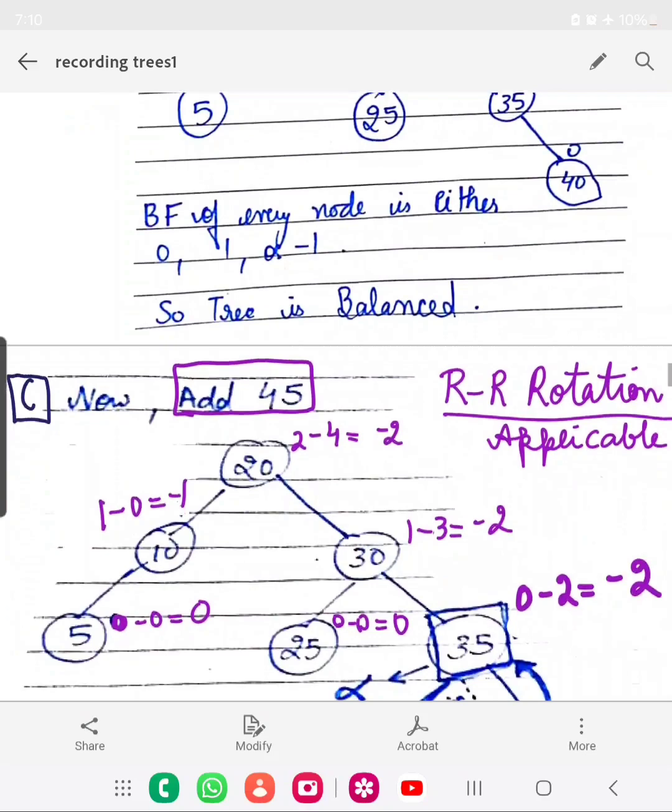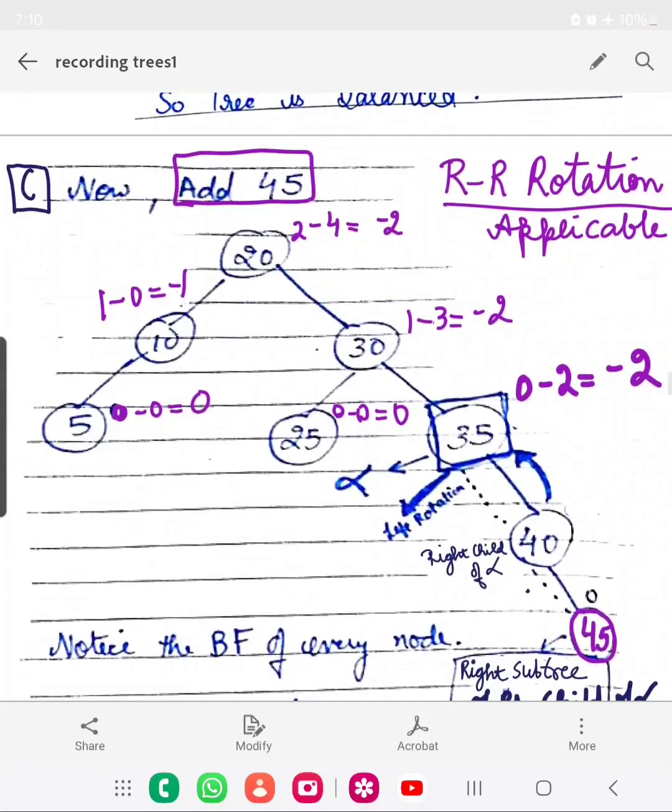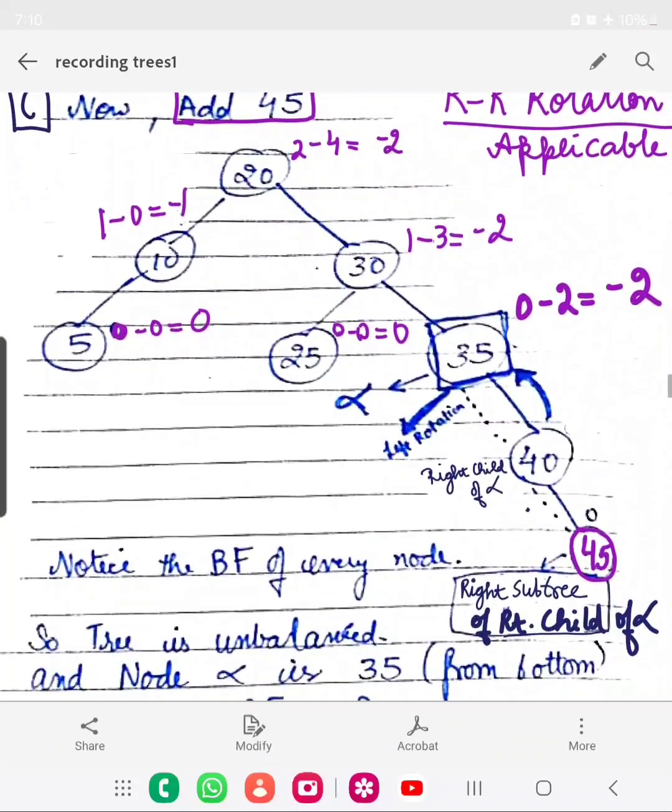Now we add 45. Now look at the example here. After the 45 is added, we check the balance factor of all the nodes. 45 is added. The balance factor of 45 is 0. The balance factor of 40 is 0 minus 1, which is -1. The balance factor of 35 is 0 minus 2, which is -2. The balance factor of 25 is 0 minus 0. The balance factor of 5 is 0 minus 0, which is 0. The balance factor of 10 is -1.